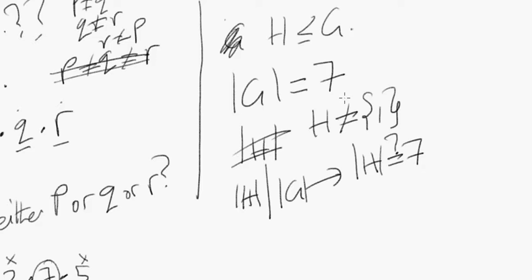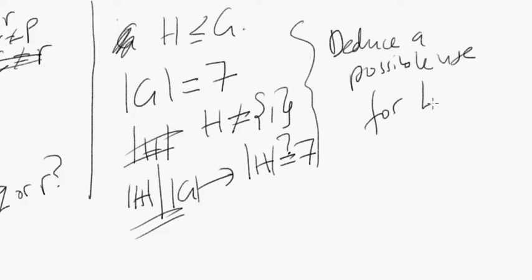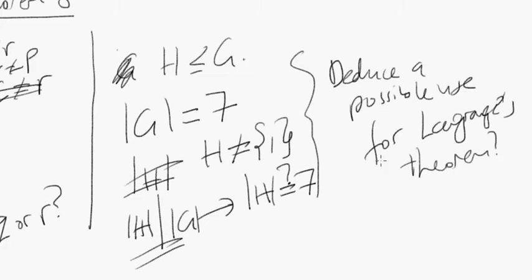If we found that the order of a group was 7, and we know that the subgroup H is not the identity element, what does Lagrange's theorem tell us the order of H has to be? And given this information, what use is there? Let's start with that. So could you now deduce a possible use for Lagrange's theorem? One possible use for it. All right, so that's one thing.